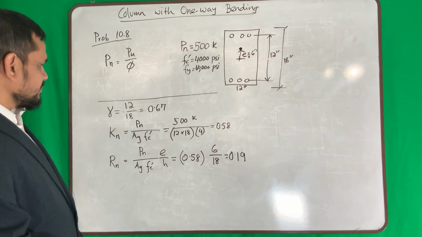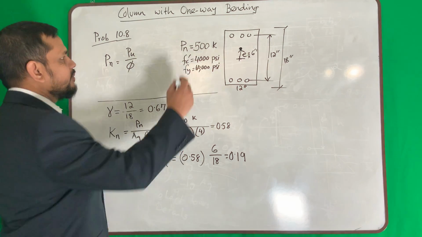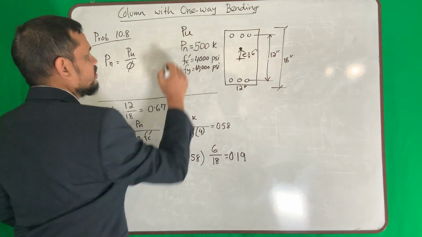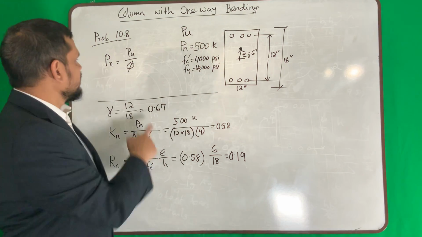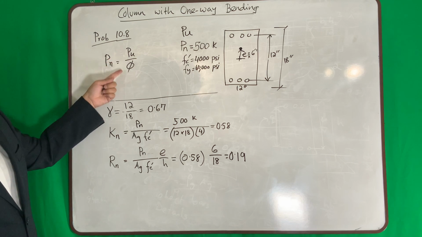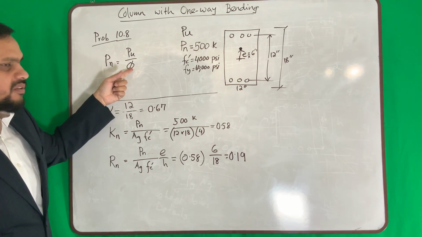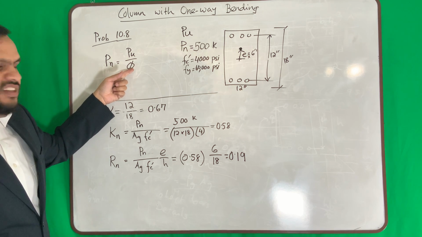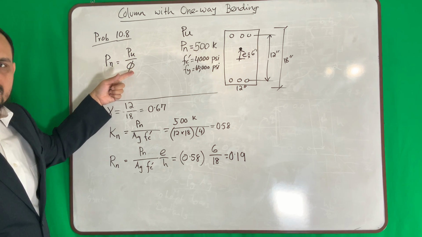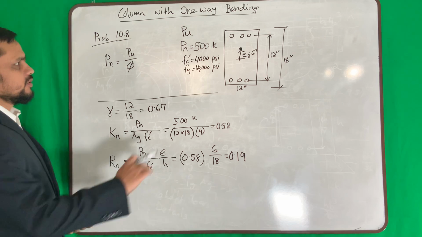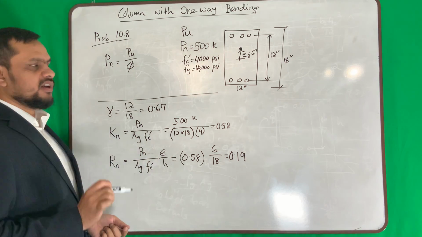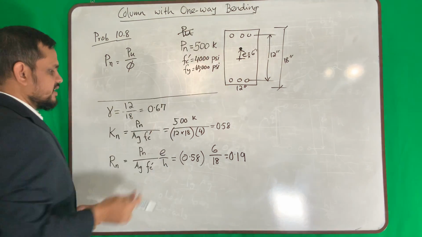Something else: if in your problem they gave you Pu, not Pn, then what to do? Find Pn using this equation, Pu over the strength reduction factor. For a tied column, it is 0.65 or 0.7, whatever that value is. So pay particular attention to what is given. Here Pn is given.